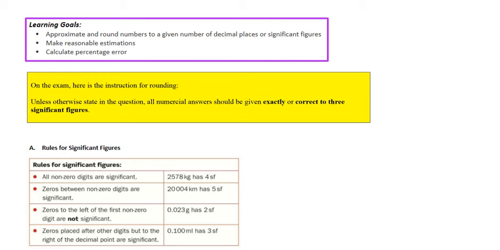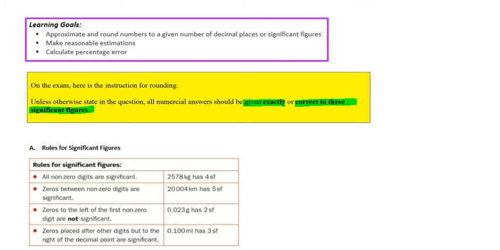So first, what we're going to start with is the idea of rounding. On all IB exams, the protocol for rounding is that unless stated otherwise in the question, all of your answers should be either given exactly or given correct to three significant figures. It's not always possible or practical to give an answer exactly, so it's really important to be able to round to three significant figures accurately.